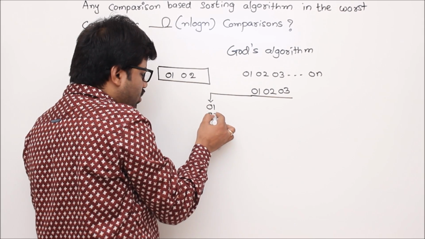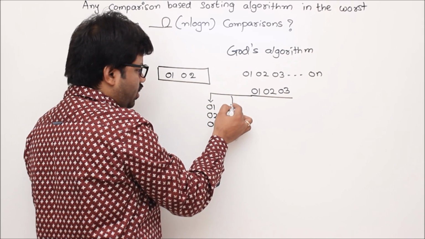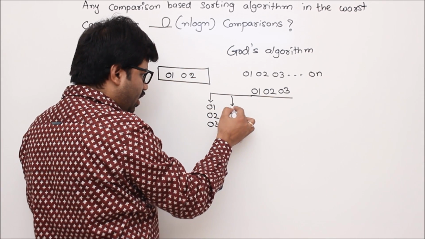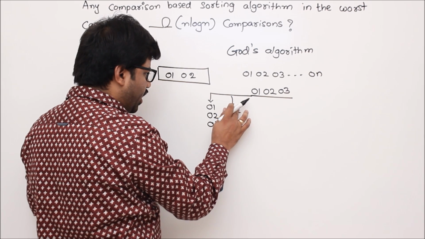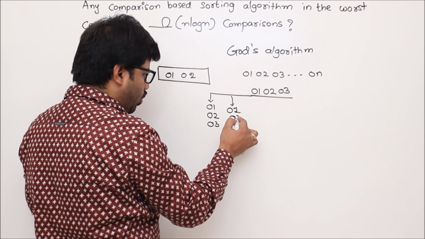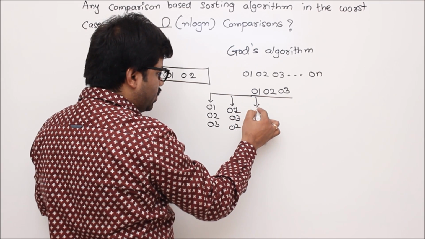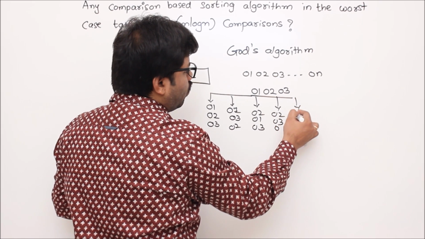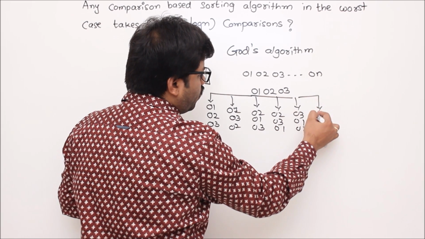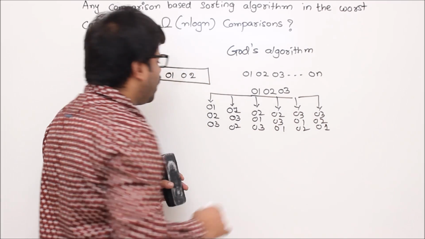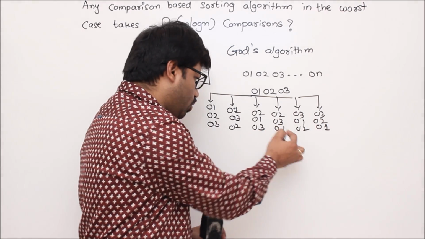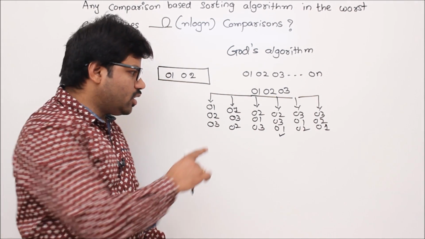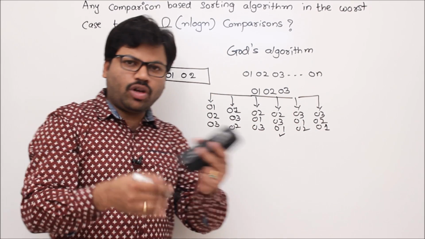But the right order is either O1, O2, O3, and no one knows it. Based on the algorithm and its decisions, it will decide finally. Maybe O2, O1, O3. Let me systematically write them. O1, O2, O3. Maybe O1, O3, O2. Otherwise O2, O1, O3. Maybe O2, O3, O1. O3, O1, O2. Then O3, O2, O1. Now your sorting algorithm is going to decide the right output, but no one knows the right output. So the right output is one of these 6 permutations.